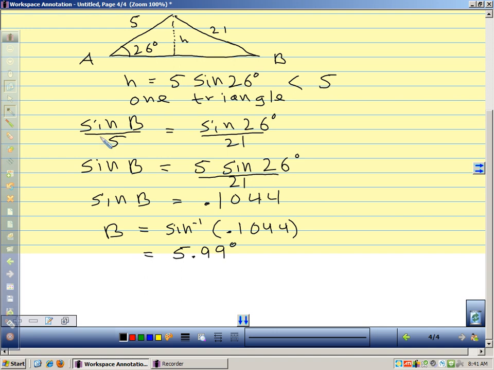All right, let's look at another example. We good to move on? Anybody have questions on that one? All right, let's look at our second example.